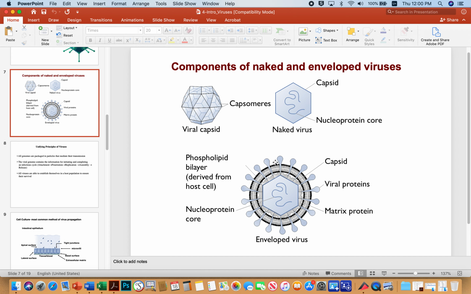Some of the other features that viruses have then are spikes that stick out into the world so that the virus can bind to receptors. And then within that, often they have matrix proteins that are essential for structure, and then capsid proteins, which provide further structure and protection for the nucleoprotein core.